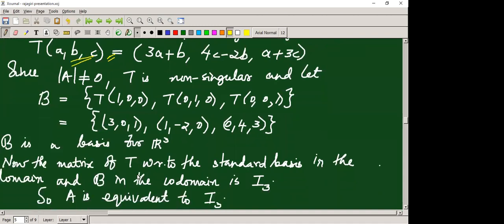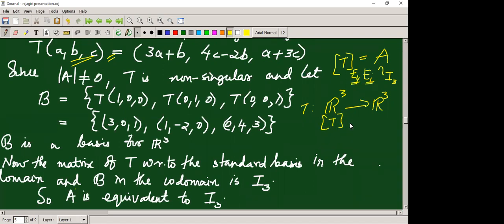Now you find the matrix of the same T with respect to the standard basis in the domain and B in the codomain. So this T is from R3 to R3. Firstly, we have represented T using the standard basis in both the domain and codomain, which gives A. We have to prove that this A is equivalent to the identity matrix of order 3. So we have to find another pair of bases such that the matrix of T with respect to these bases is equal to I3, the identity matrix of order 3.